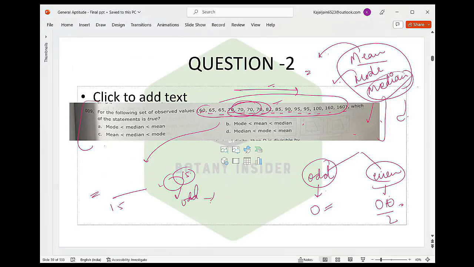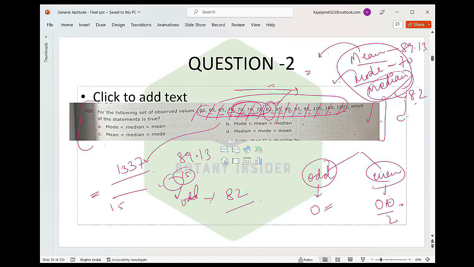Isha has written down 1337. So Isha, I'm just taking your value because I'm not calculating it right now. 1337 divided by 15, so you get 89.13. So 89.13 is the mean. Mode is 70, and for the median, you count the values, and 82 will be the median over here. So mode is 70, mean is 89.13, and median is 82.